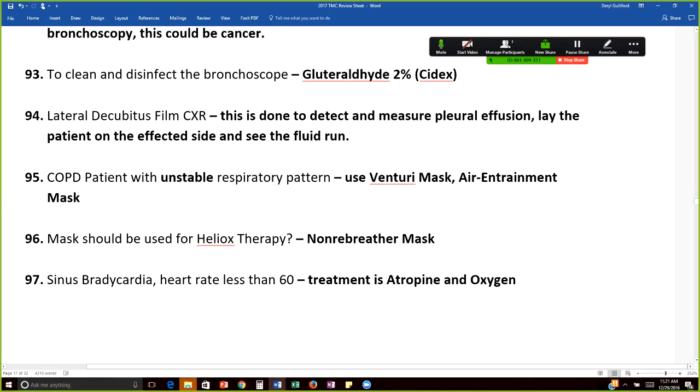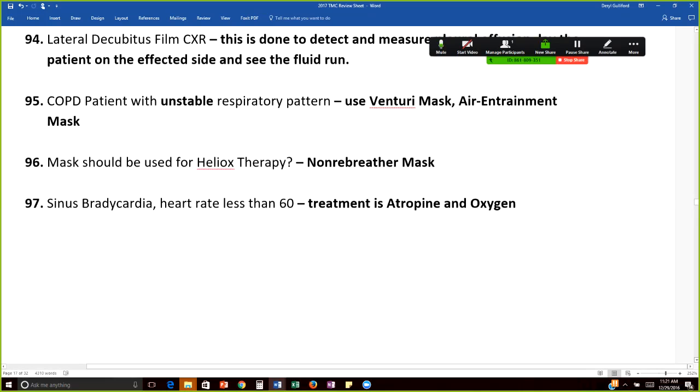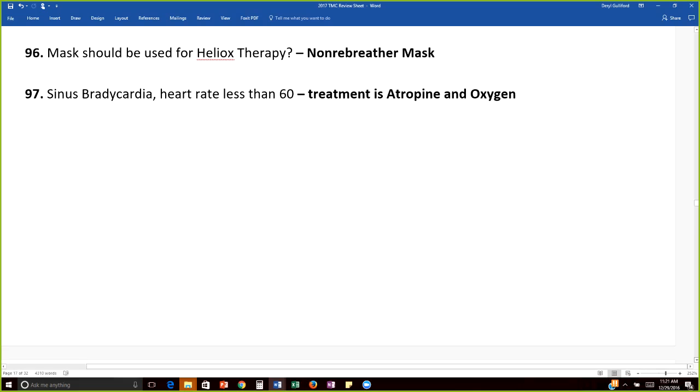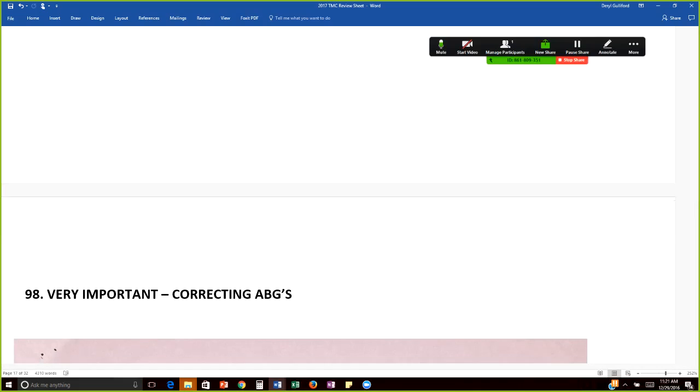Let's say you have a patient with an unstable respiratory pattern. That's when you should use a Venturi mask, which is also known as an air entrainment mask. Heliox therapy, non-rebreather mask. I think I mentioned that before. Sinus bradycardia, treat that with atropine and oxygen. Atropine is the classic medication to treat sinus bradycardia. That would be a heart rate less than 60.